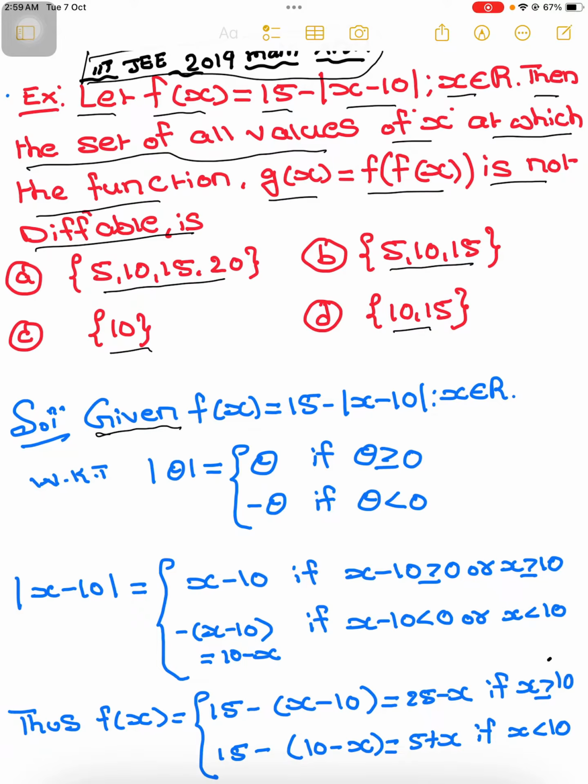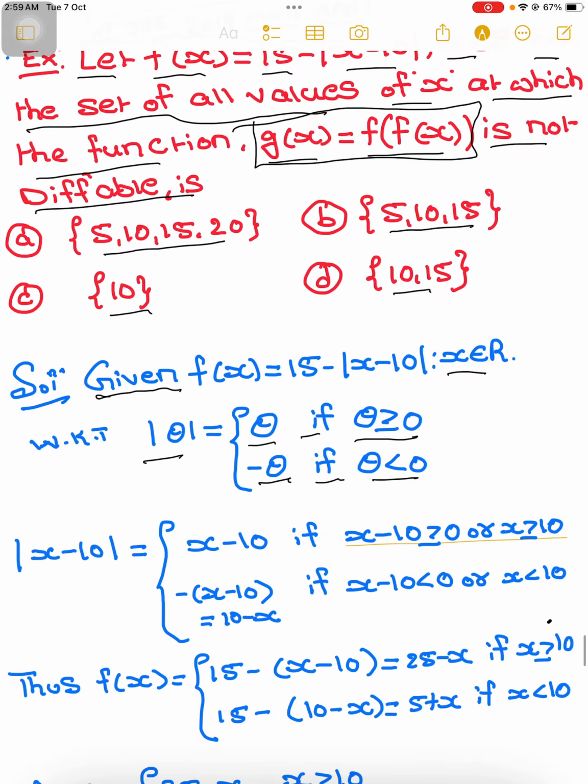Given f of x equals 15 minus mod x minus 10, x belongs to R, and they have given one relation, that is g of x equals f of f of x. We know the modulus property: mod theta equals theta if theta is greater than or equal to 0, and minus theta if theta is less than 0. Applying this modulus property, carefully observe f of x equals 15 minus mod x minus 10, x belongs to R.